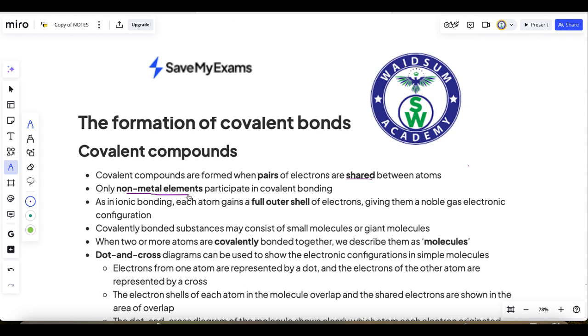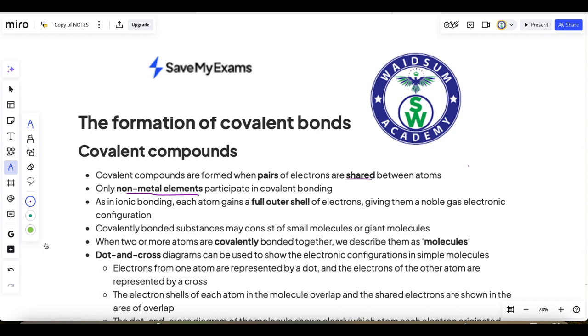Because it's between two non-metals or three non-metals, or between non-metals generally that participate in covalent bonding, you're not going to see anyone donate. Unlike ionic bonding, where you want to give away your outer electrons to any non-metal that needs them. But this is not the case in covalent bonding.